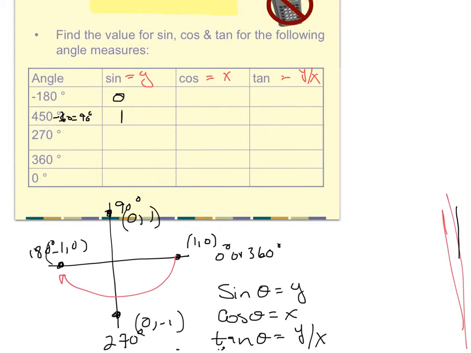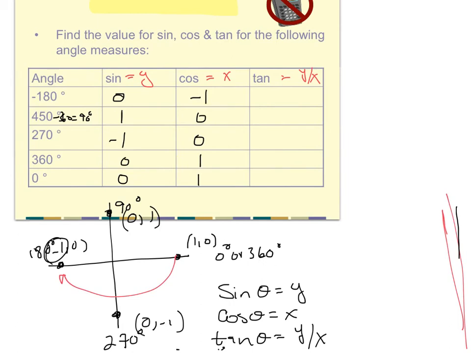So the idea here is sine is y, so I'm just going to look at all my y values. So sine of 270 is negative 1, sine of 360 is 0, sine of 0 degrees is 0. Cosine, so now I'm looking at x values. So cosine of negative 180 is negative 1. Cosine of 90 degrees is 0. Cosine of 270 is 0. Cosine of 360 is 1. And cosine of 0 is 1.